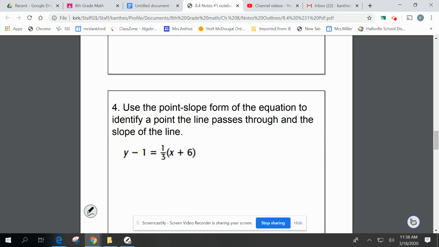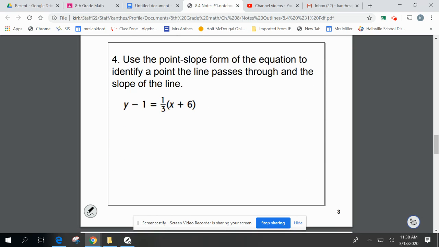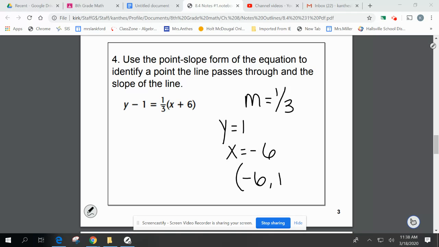Number 4, m would be the number in front of the parentheses, so 1/3. Y is the opposite of what's there, so positive 1, and x is the opposite, so negative 6. My coordinate would be negative 6, 1.